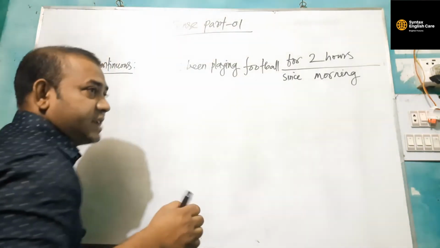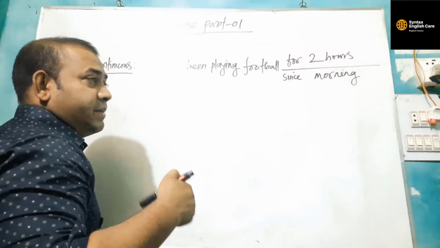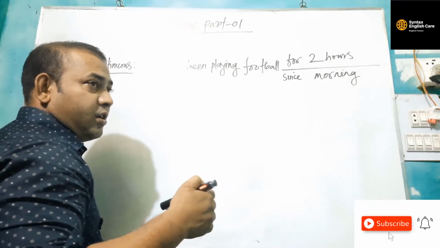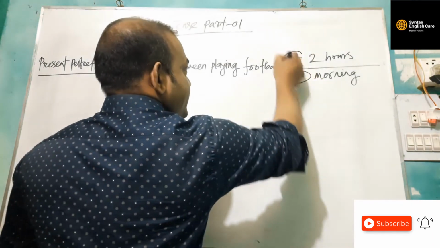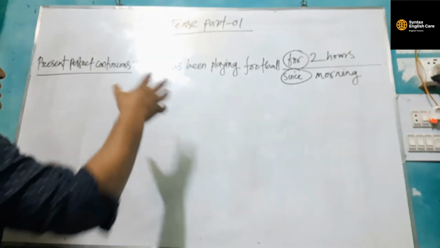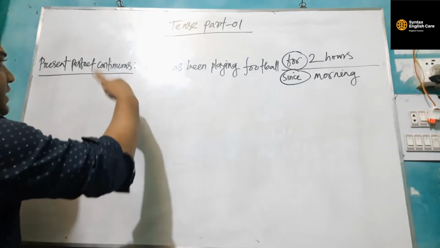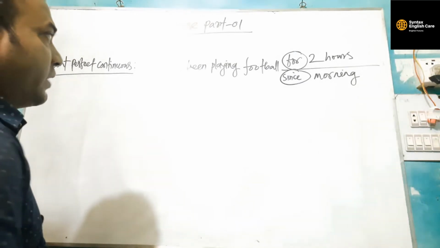Okay, and if the time is specific, like morning, the middle of the day, afternoon, or evening, then you can use since. Okay, this is the trick here. So this type of tense is called present perfect continuous tense. And here is another example for before and after.